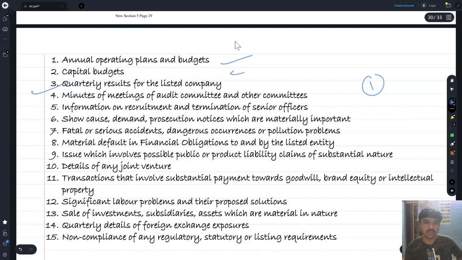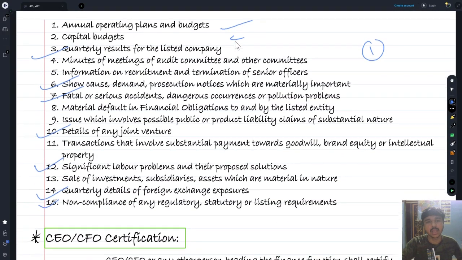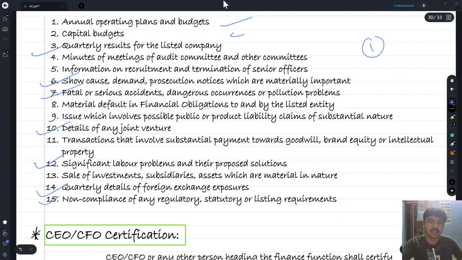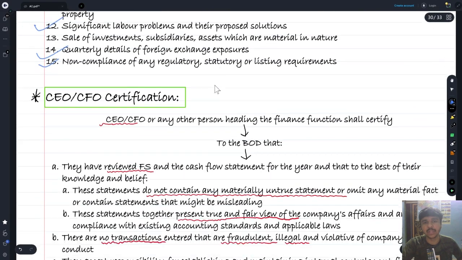That is the quarterly results for the listed company. Show cause, demand, prosecution notices, if any fatal or serious accidents have occurred, any joint venture that we have entered into, any significant labor problems, quarterly details of foreign exchange exposures if we have any, non-compliance of any regulatory, statutory or listing requirements. The other points you can read, they are very easy, don't go into learning them.